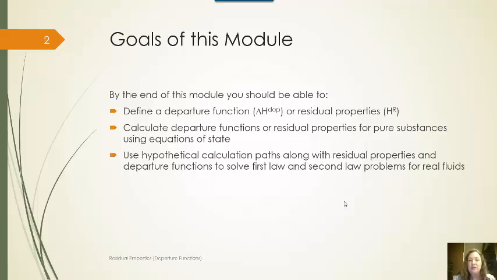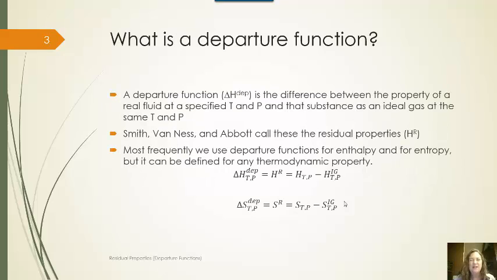And then we will see how these can be used with a hypothetical calculation path to solve first law and second law problems for real fluids. So what is a departure function? A departure function is simply the difference between the property of a real fluid at a specified temperature and pressure and that same substance if it were an ideal gas at the same temperature and pressure.